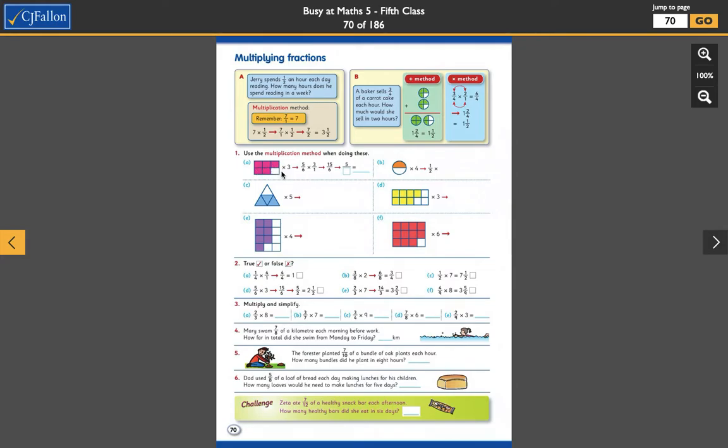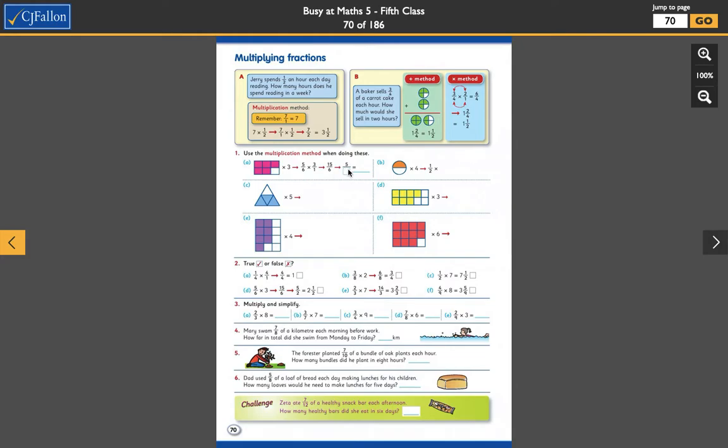5/6 multiplied by 3. They've already rewritten for you here: 5/6 multiplied by 3 over 1. So then we multiply top with top. 5 by 3, 15. 6 by 1 is 6 for the bottom. And then they've simplified it. So they're saying, well, I can divide 3 into 15 and I get 5. And then if I divide 3 into 6, I'm going to get what here?